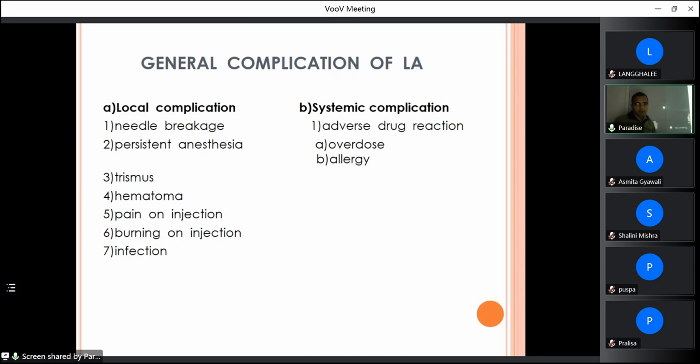So another complication can be adverse drug reaction, overdose, or allergy. Allergy is usually associated with ester local anesthetics, and it is less common with amide.